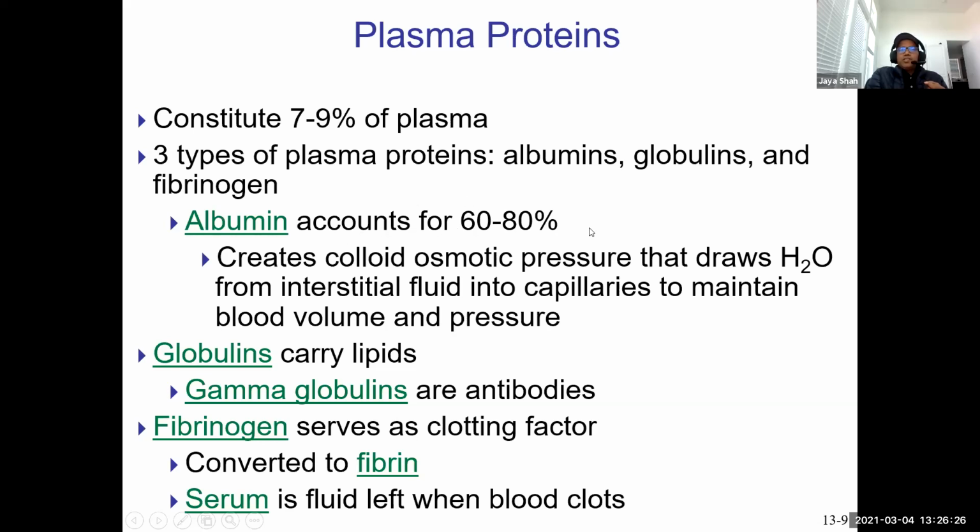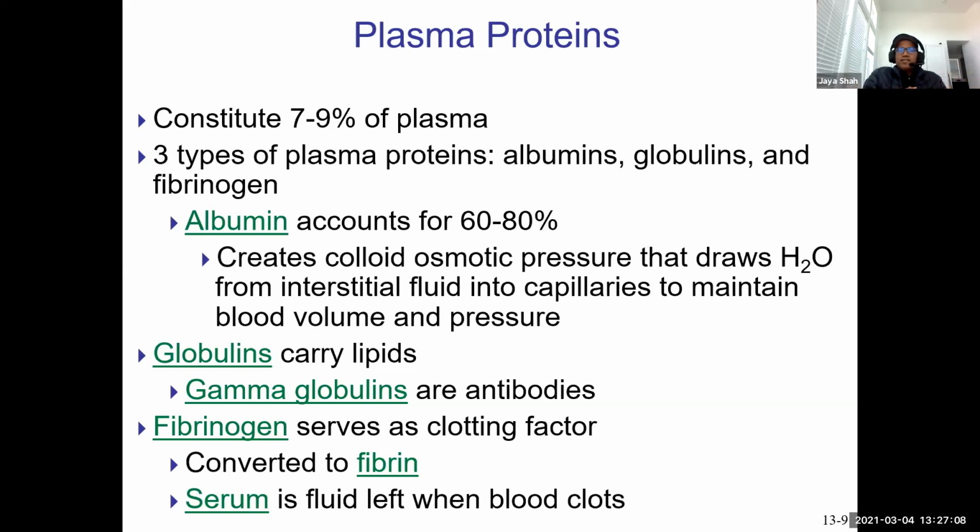Albumin accounts for 60 to 80% of those 7 to 9%. That means the most abundant plasma protein is albumin. Albumin creates colloid osmotic pressure that allows H2O from interstitial fluid into capillaries to maintain blood volume and pressure. That means if inside your blood vessel, particularly capillaries, you have enough plasma protein, your tissue fluid will move into the plasma and maintain your plasma volume. Are you following me?